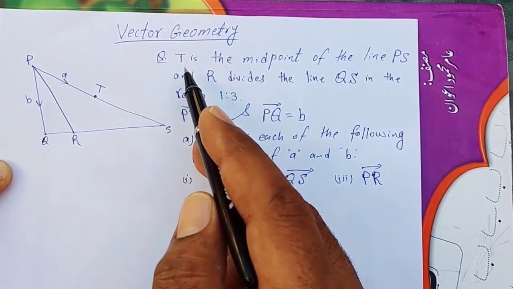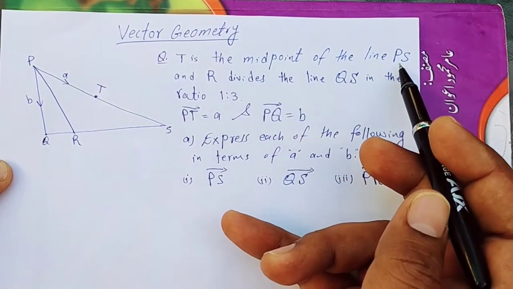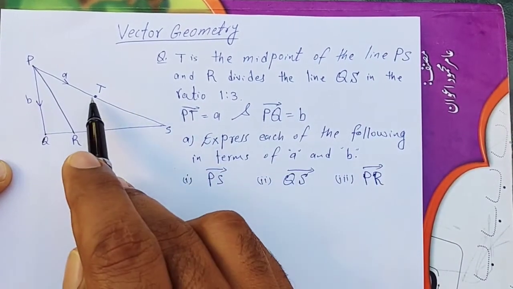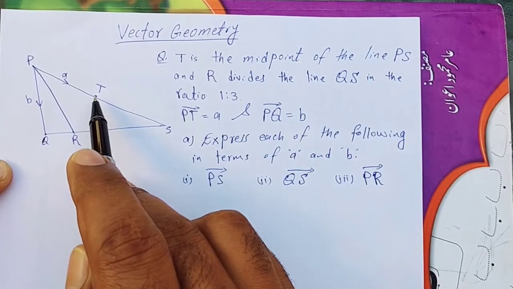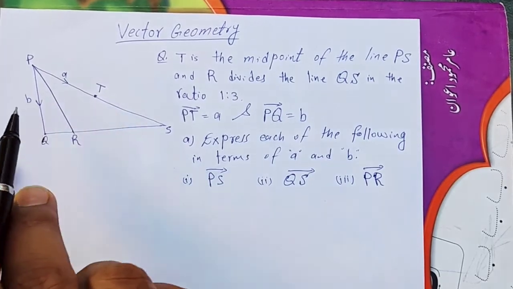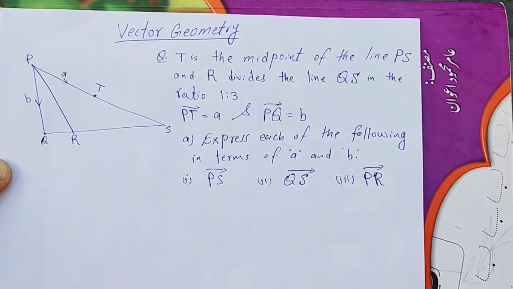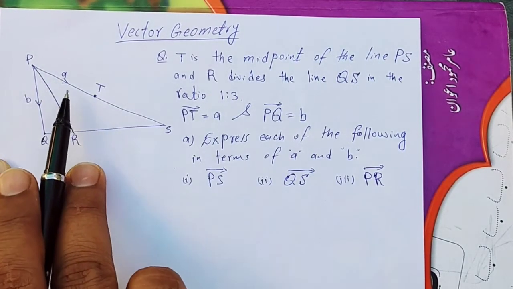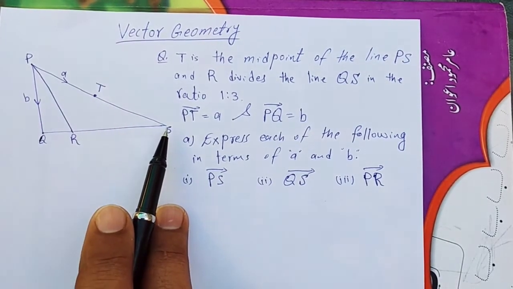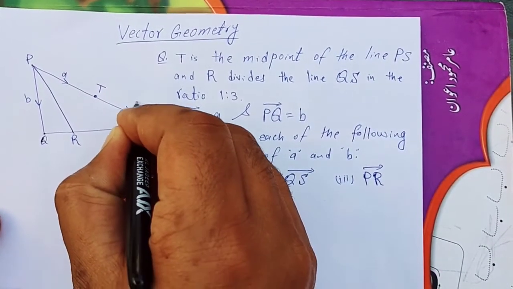In the question, let's see. T is the midpoint of line PS. This is line PS, T is the midpoint. You know what midpoint means? Midpoint means middle. It means this T divides this whole line into two equal parts. So P to T, they gave us, is A, and TS is also A.